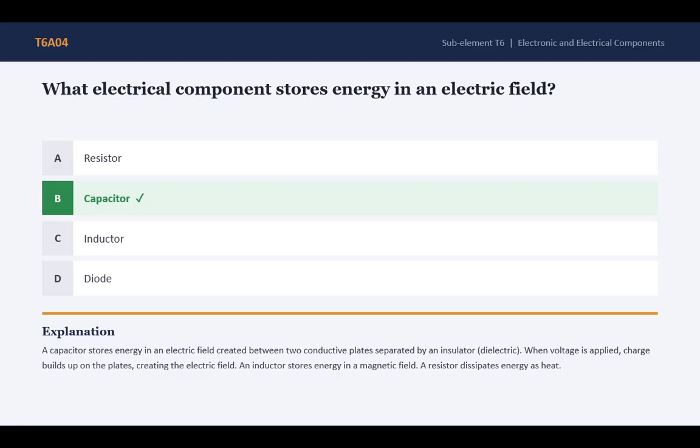What electrical component stores energy in an electric field? B. Capacitor. A capacitor stores energy in an electric field created by 2 conductive plates separated by an insulator, or a dielectric. When voltage is applied, charge builds up on the plates, creating the electric field. An inductor stores energy in a magnetic field. A resistor dissipates energy as heat.